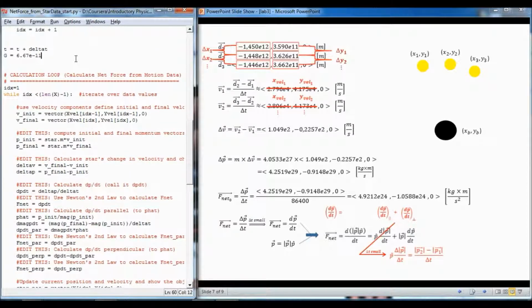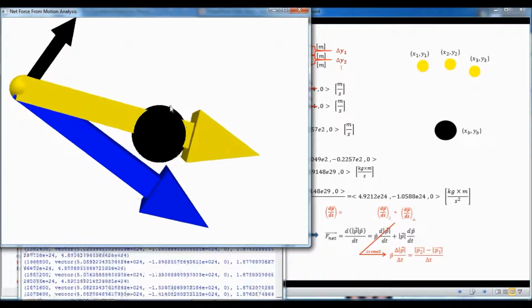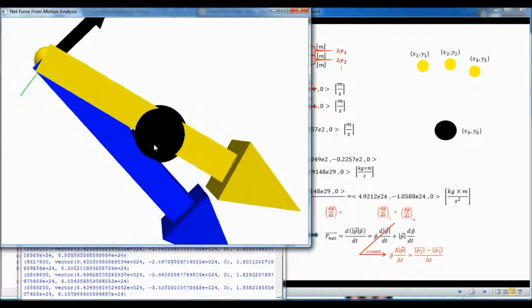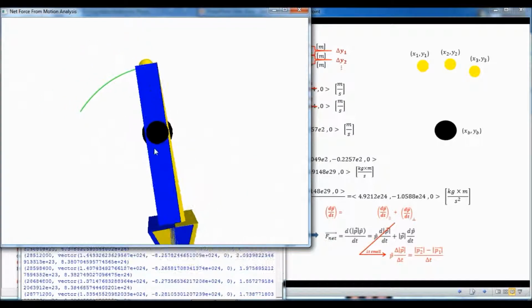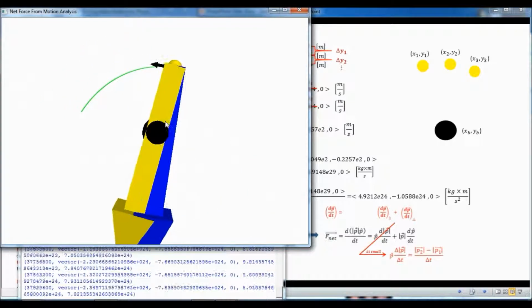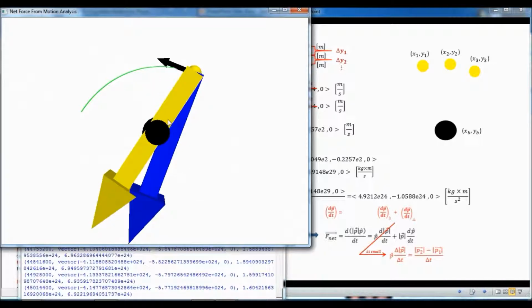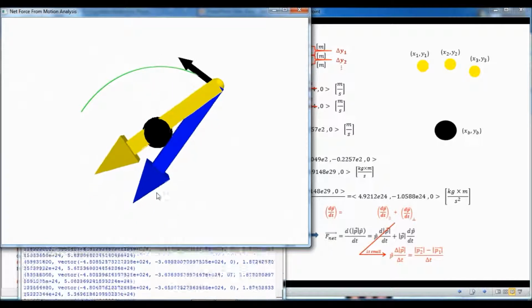Let's run Python and see the result. This is the black hole, this is the star, and the yellow arrow is the vector of the gravitational force, and it's pointing always to the black hole, as expected.